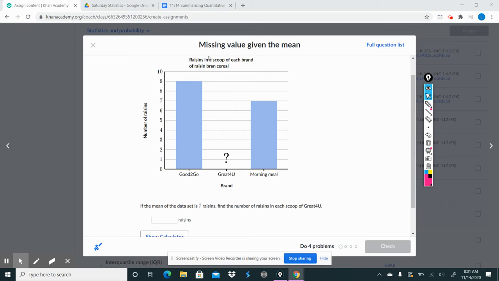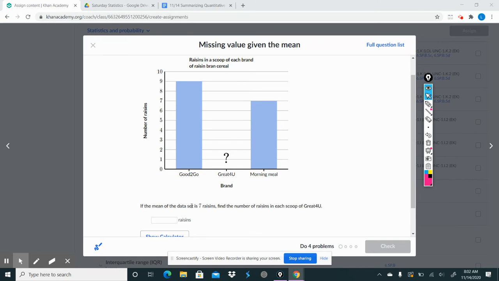Okay, so today we are going to find the missing value given the mean. If you're given the mean of a data set, and here we have raisins in a scoop of each brand of Raisin Bran cereal, we have a bar graph given to us. On the x-axis we have the brand: Good to Go, Great for You, and Morning Meal. And on our y-axis we have the number of raisins in each scoop.